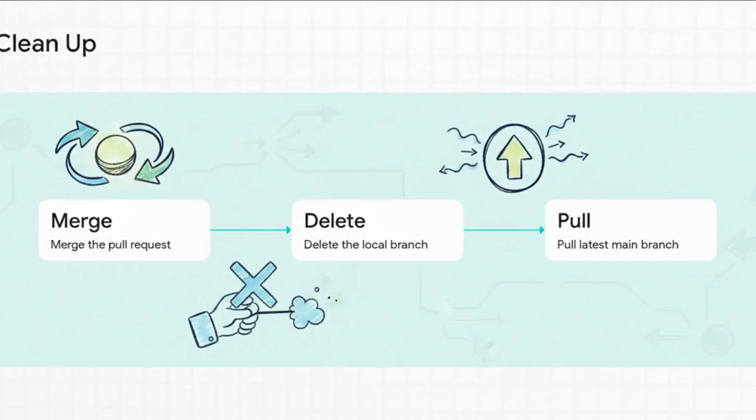And finally, we have the cleanup. Step 1, merge the pull request. Step 2, delete your local branch immediately so it doesn't just sit there cluttering up your environment. And Step 3, clean up and pull the latest main branch. Doing this gives you a completely fresh workspace and helps maintain a really clear, searchable record of how the code base is evolving over time.